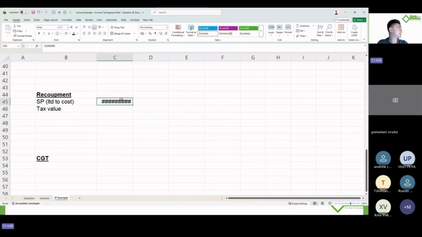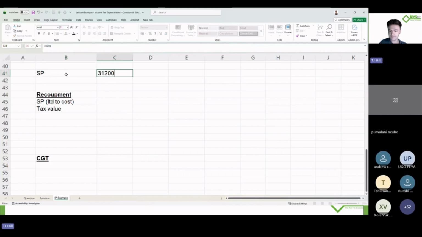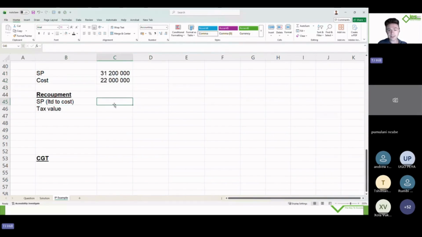Okay, let me put these facts here. Selling price 31,200. Okay, and my cost was 22 mil. We're doing a little bit of tax today. Have you noticed? Okay. Selling price limited to cost. Now, of the two, I want to take 31,200, but it is limited to the cost. Do you agree? Yes.